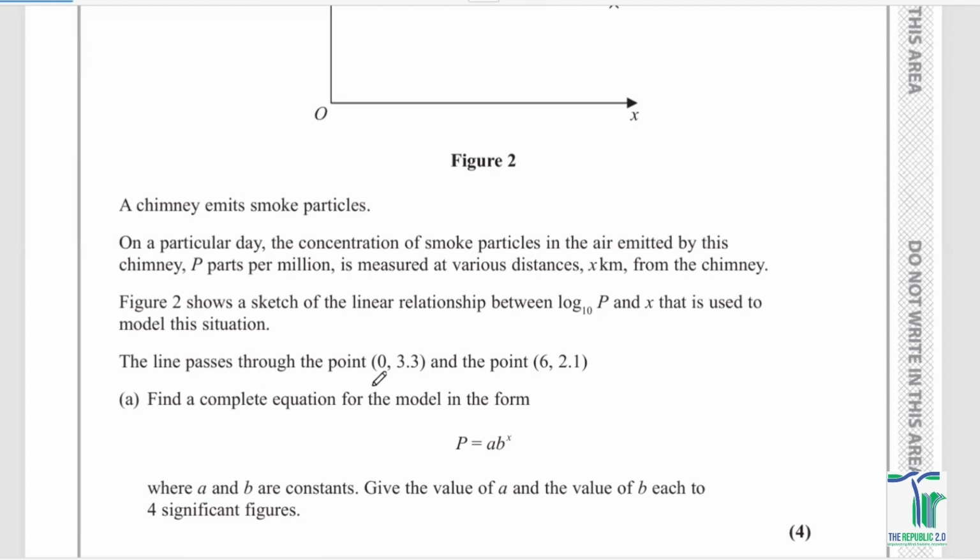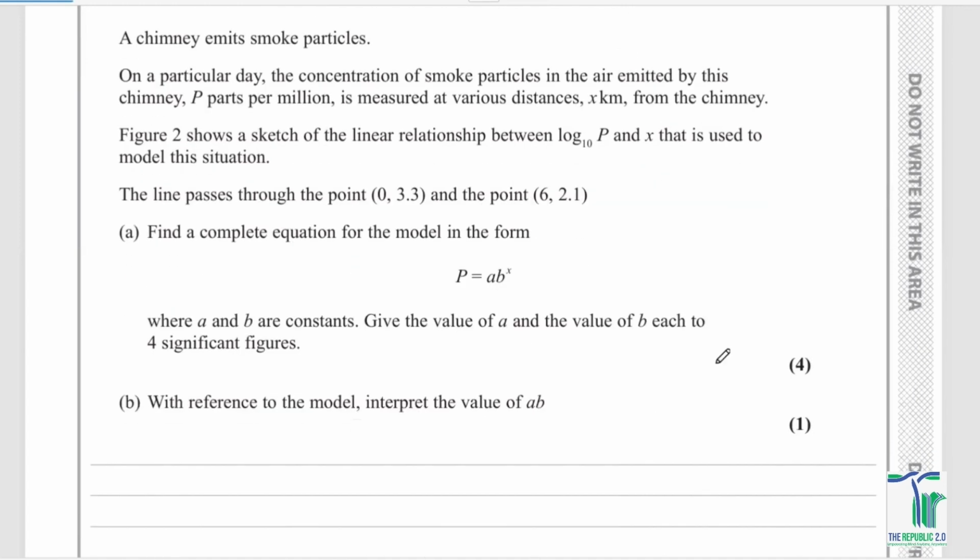Find a complete equation for the model in the form a times b raised to the power of x. So we just need to find out the complete model for this equation, where a and b are constants, and give the value of a and the value of b each to 4 significant figures, right? So we have to just solve it down.